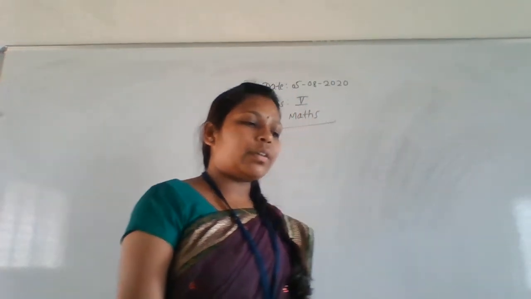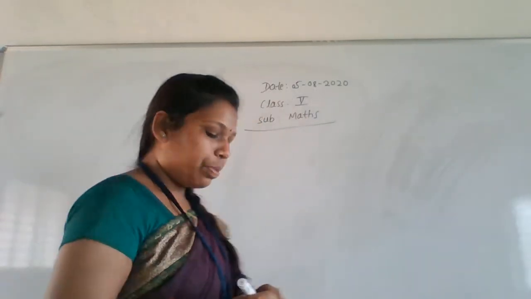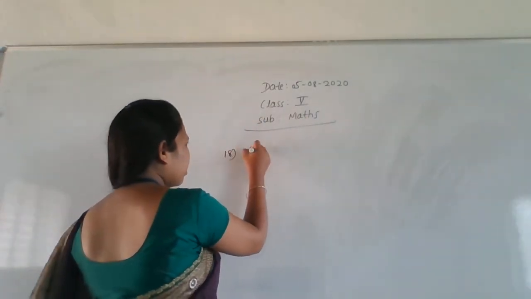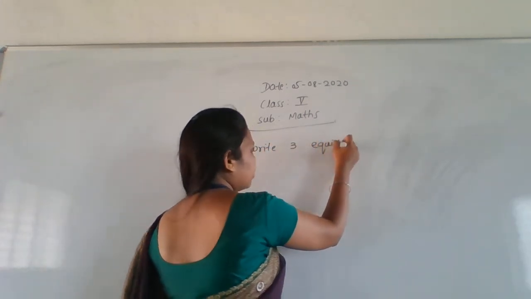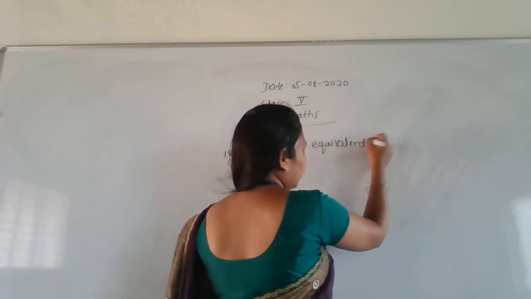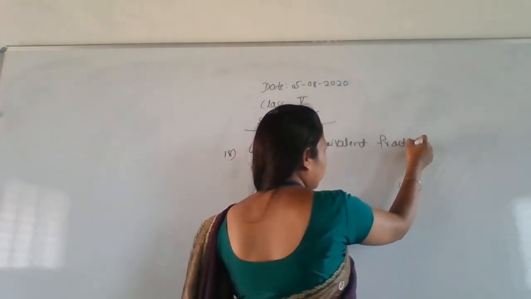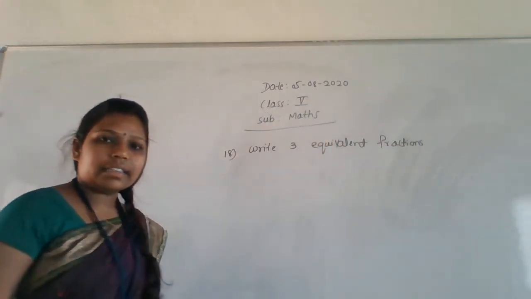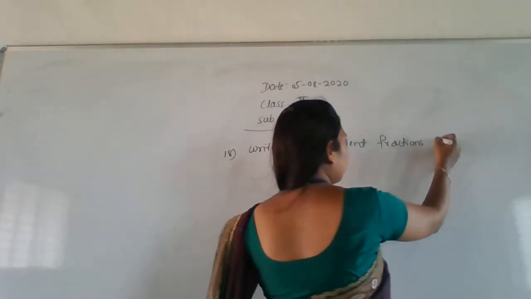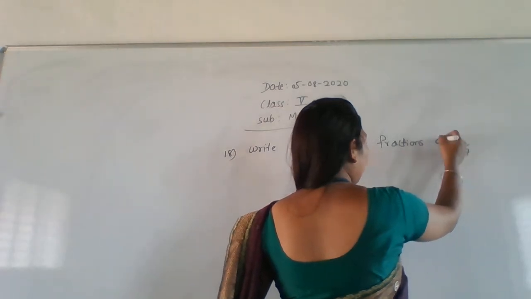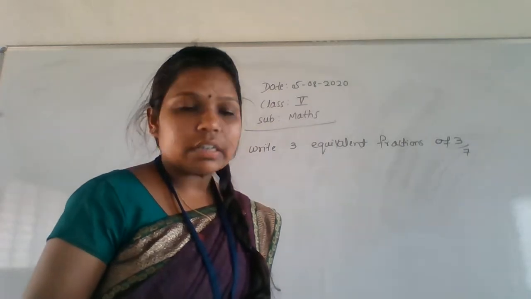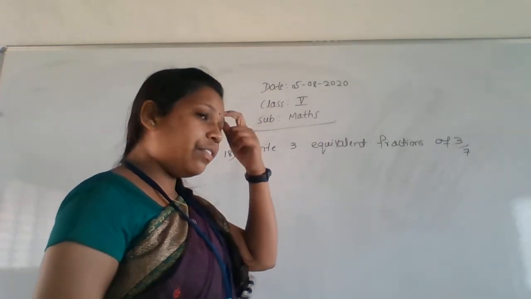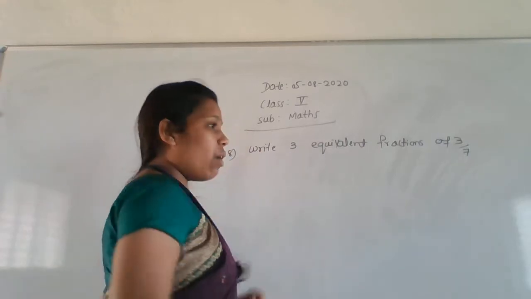What is the 18th question here? Write the three equivalent fractions of 3 by 7. We have to write the equivalent fractions of 3 by 7. What are the equivalent fractions of 3 by 7? How to write an equivalent fraction? Equivalent fractions you have to write here.